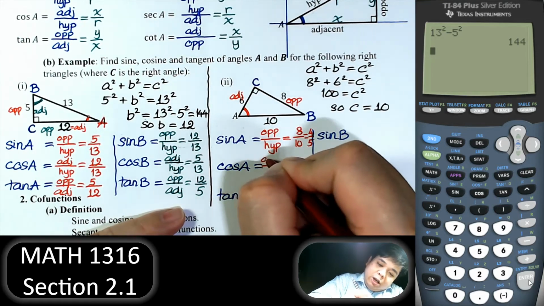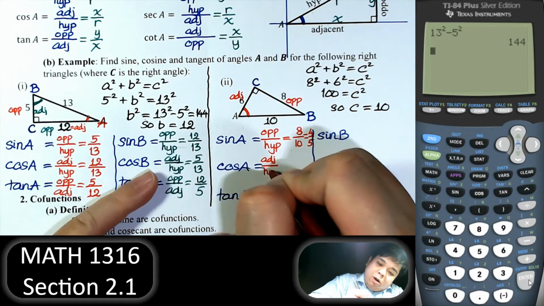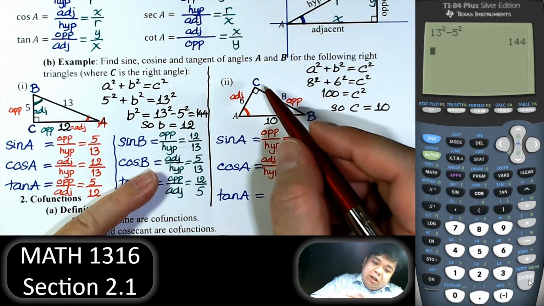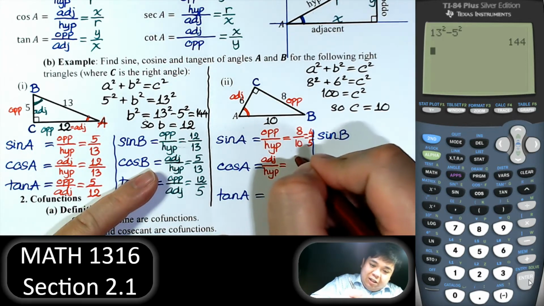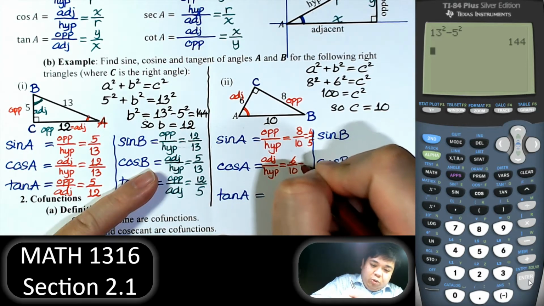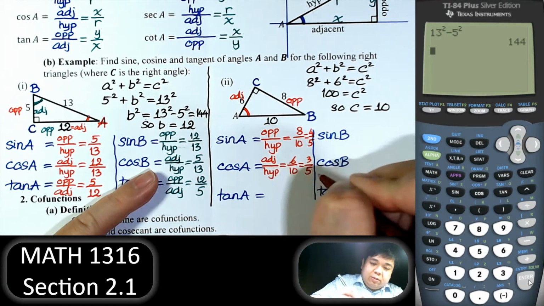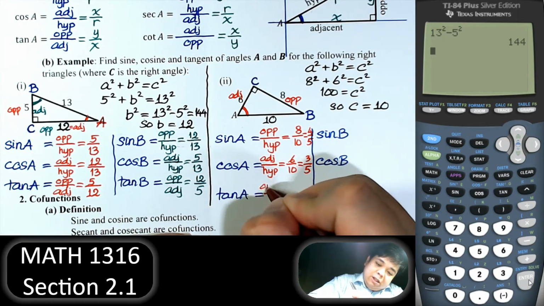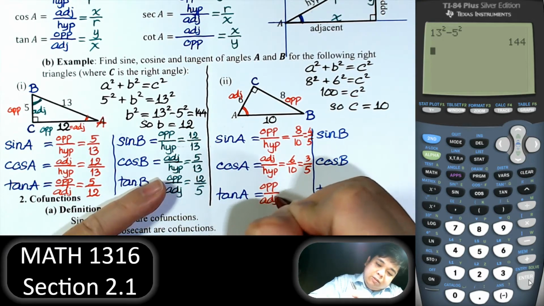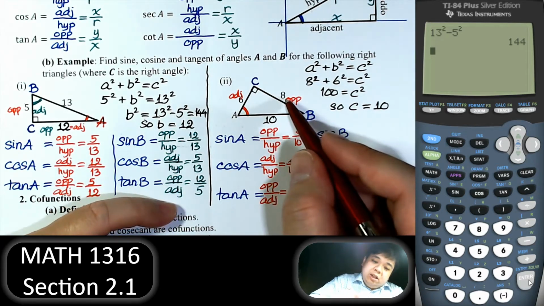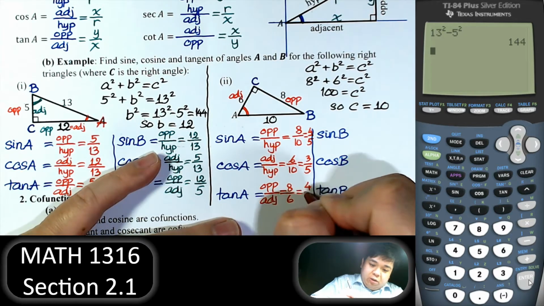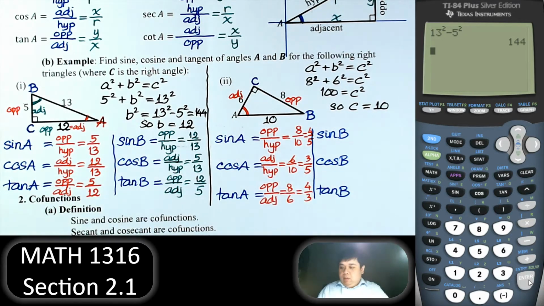Cosine is adjacent over hypotenuse. Adjacent to angle A is 6 over 10, which reduces to 3/5. Tangent is opposite over adjacent. Opposite to angle A is 8. Adjacent is 6, which gives us 4 over 3. So that is with respect to angle A.